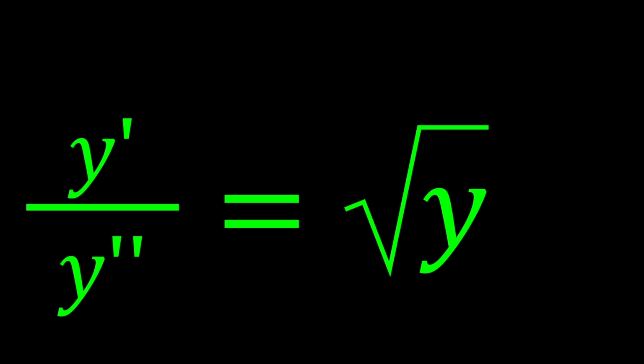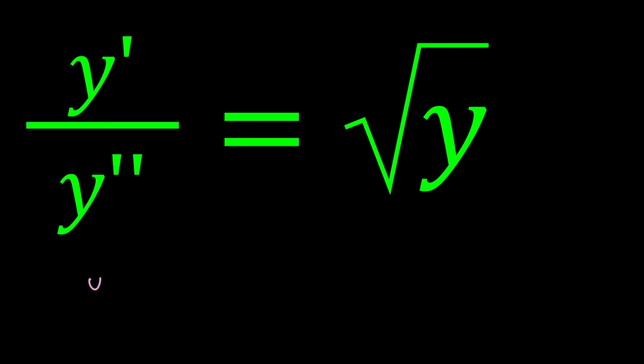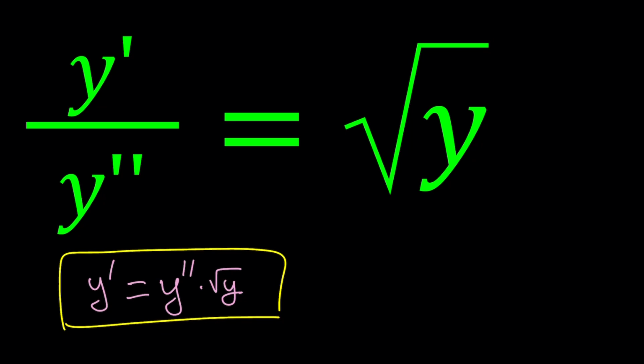First, I'm going to go ahead and cross multiply this. So that gives me y prime equals y double prime multiplied by square root of y. Now, when you see something like this, you're probably thinking, wouldn't it be nice if we had the y double prime in the numerator? So we're going to go ahead and work on this, but let's save this for now and talk about what happens if we invert both sides. And we get something like this. Why do you think this form might be important?